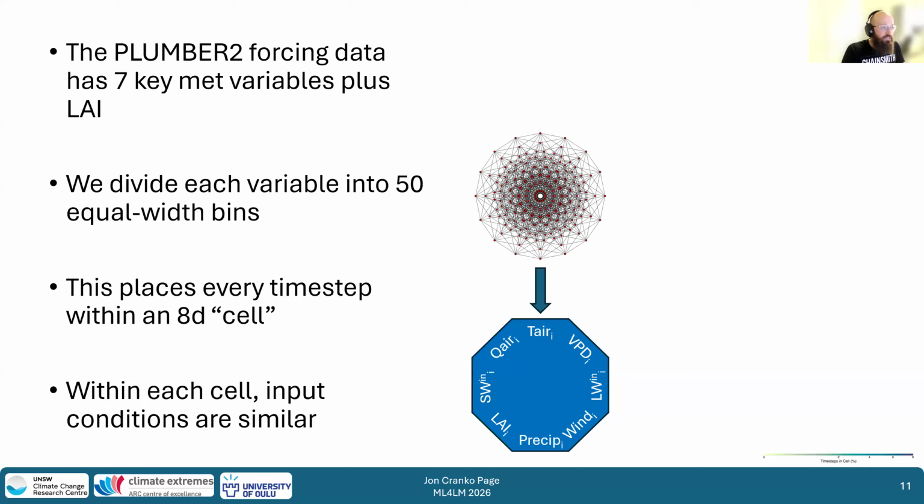So to try and simplify this down, obviously they're continuous variables that were measured. We decided to bin each variable. So we took the full range of each MET input. So for instance, temperature was something like -30 to +40. And we binned it into 50 equal width bins for each of them. And then by looking at each bin and putting each time step within the bin it fell in for each of the 8 variables, we sort of define these cells of very similar conditions.